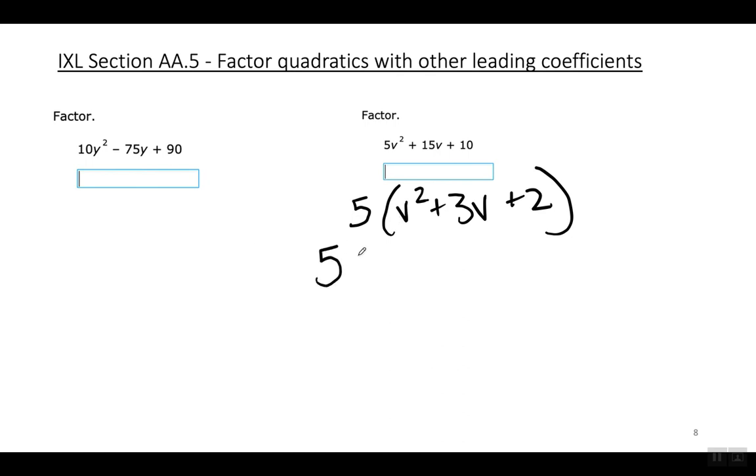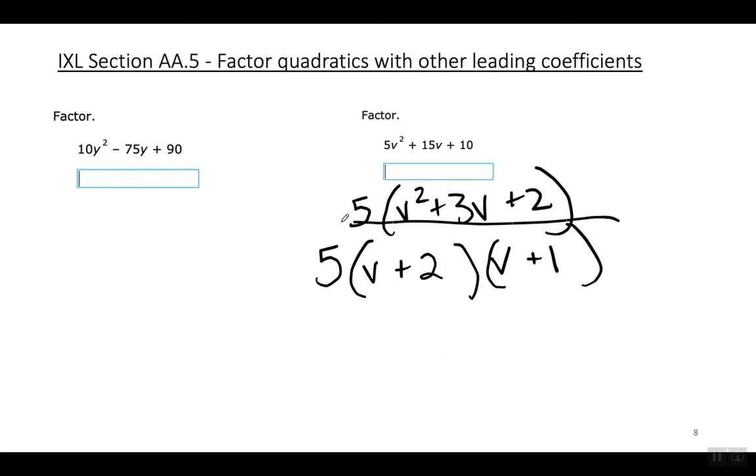All right, if you forgot, I'll remind you. When the leading coefficient is 1, I just break it up like this. I put v, and I need two numbers that when I multiply them give me 2, but when I add them, they give you 3. So it's obviously 2 and 1. In other words, two numbers that when you multiply them give you the C term, but when you add them give you the B term. And that's my answer. So these are one of the few that you'll be able to do mental math in this IXL, okay?